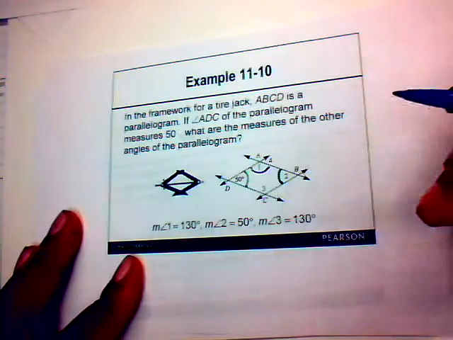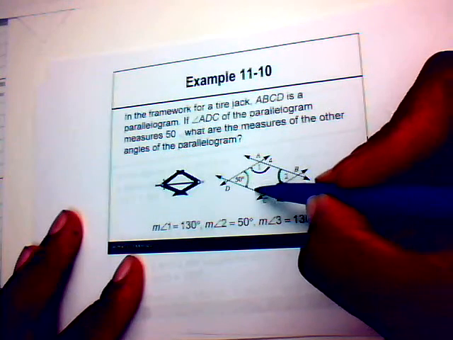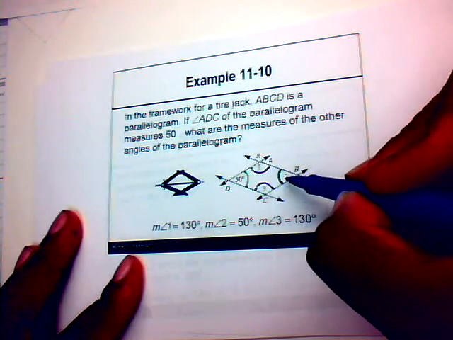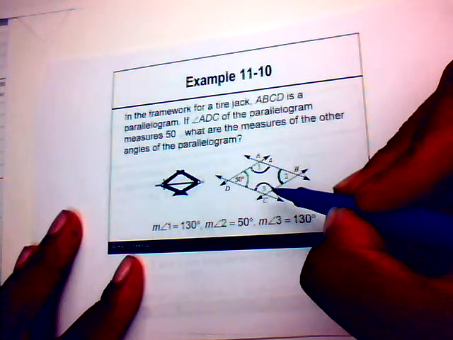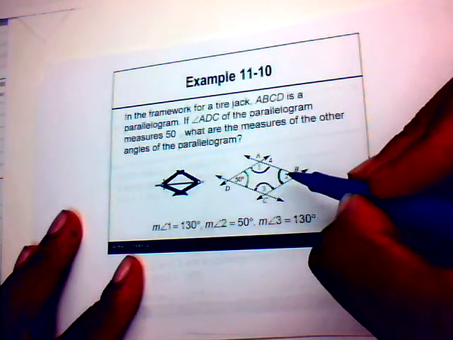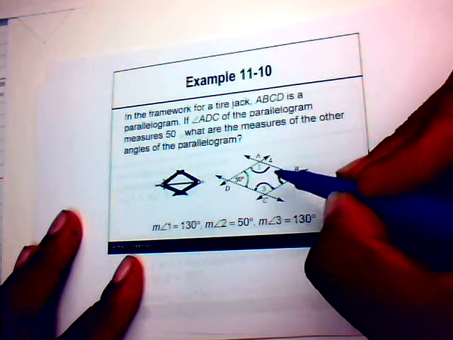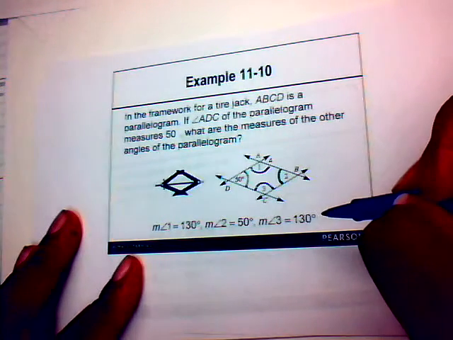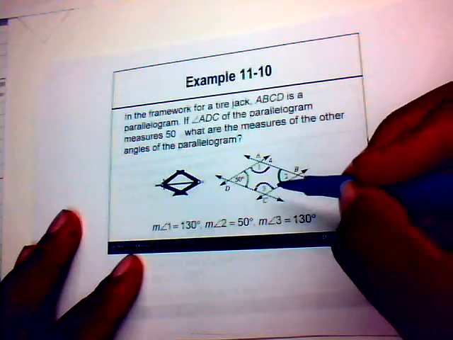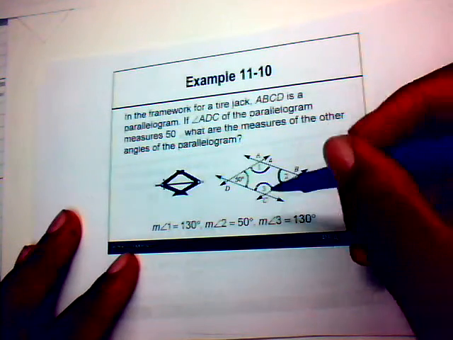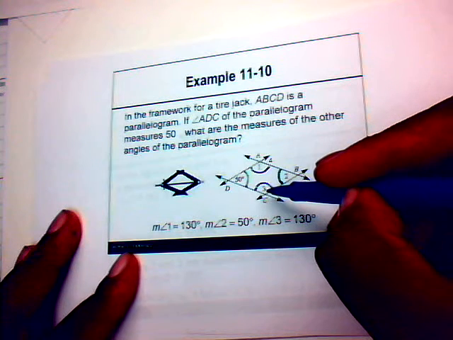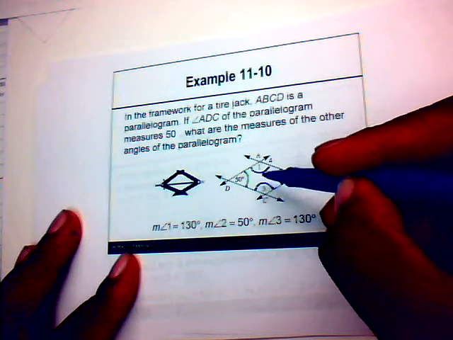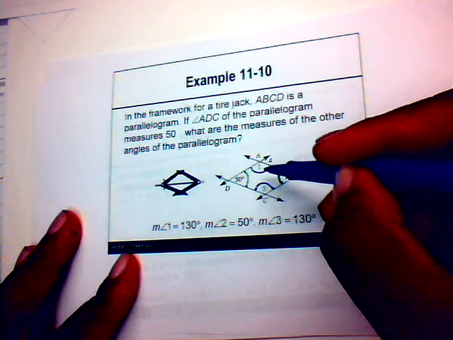And then I can easily find out what angle 3 is by comparing 2 and 3. That's a pair of consecutive interior angles. They add up to 180 degrees. So if angle 2 was 50 degrees, then angle 3 must be 130 degrees. That's 180 minus 50. Also, I could have found that out by comparing angle 1 and angle 3. In a parallelogram, a pair of opposite angles are always going to be equal to each other.